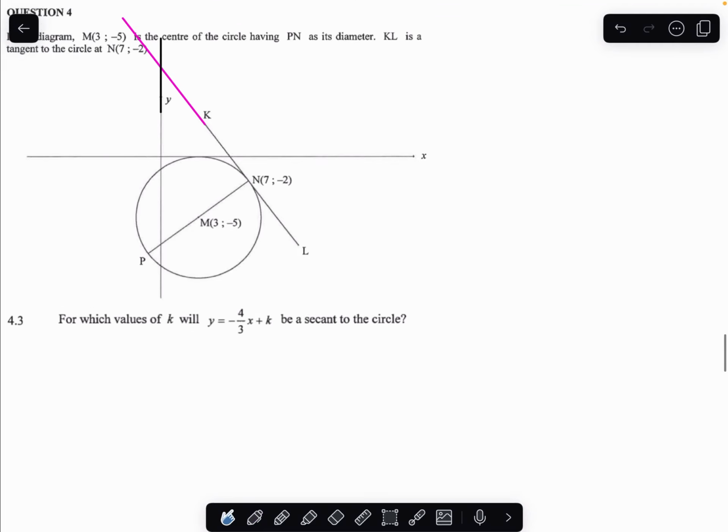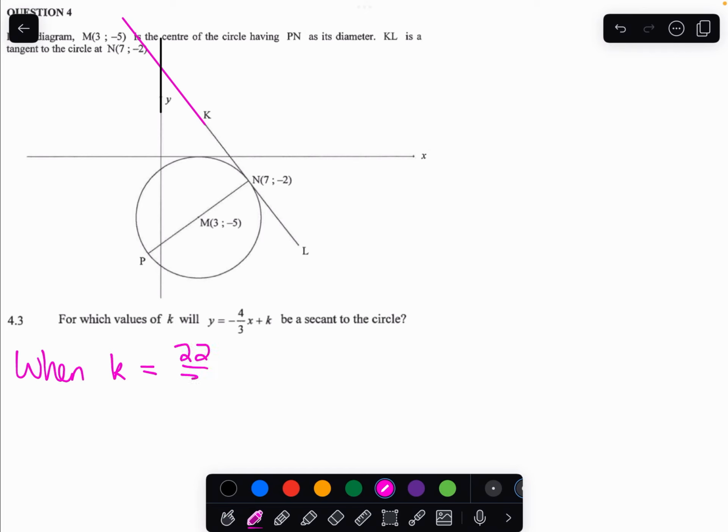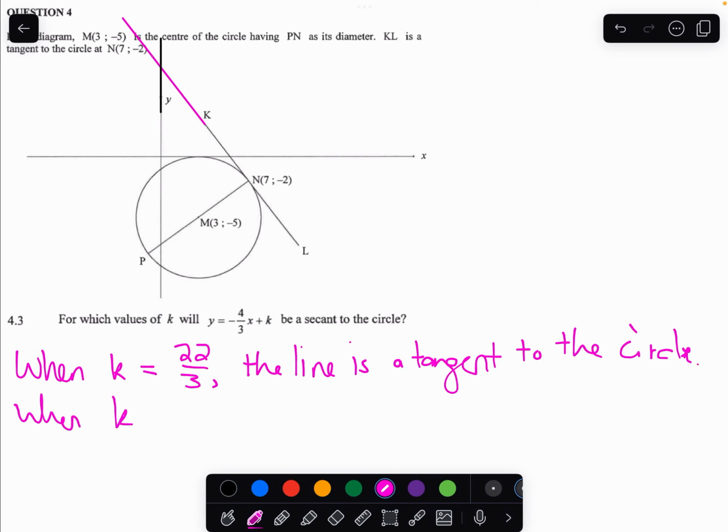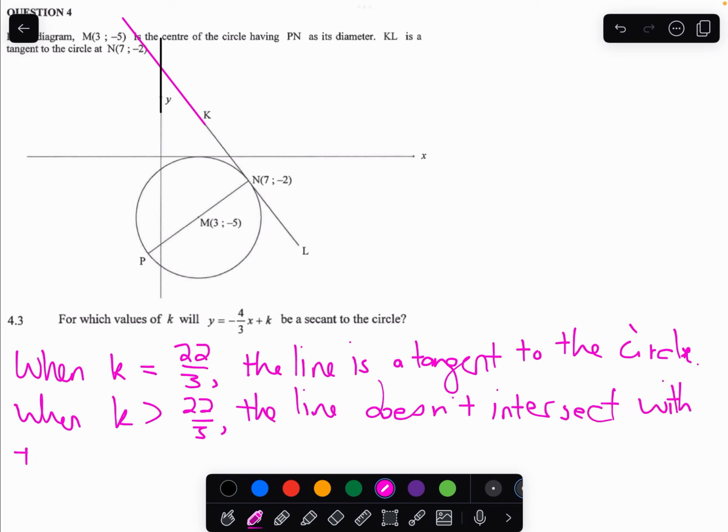When k is equal to 22 over 3, the line is a tangent to the circle. When k is greater than 22 over 3, the line doesn't intersect with the circle at all.